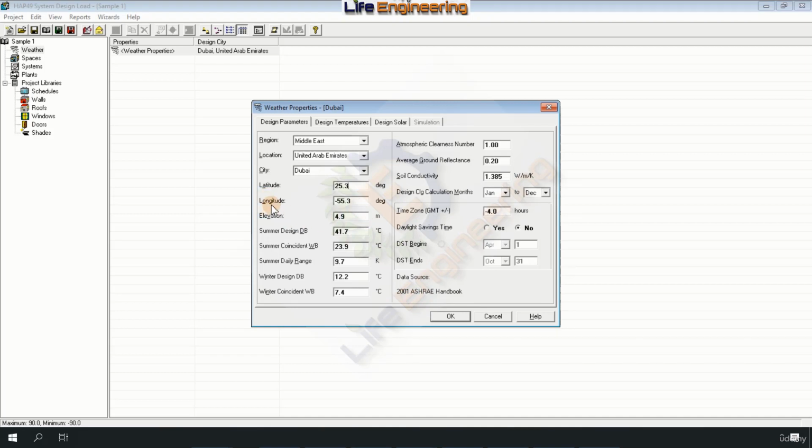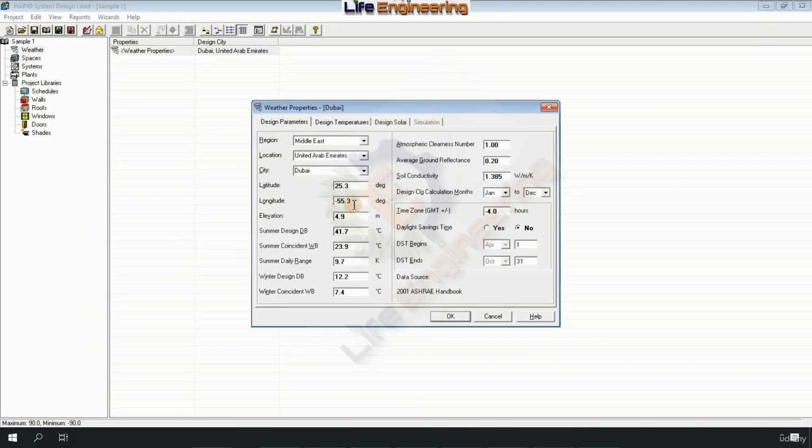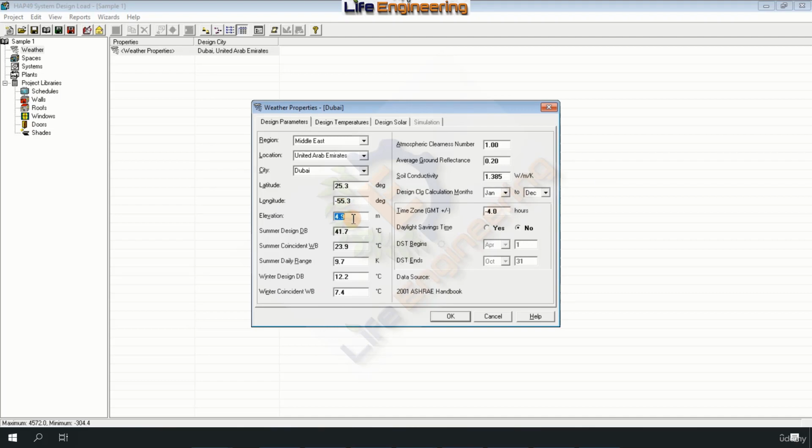Anyway, the longitude, they have considered it a negative value. This means that this city is on the eastern side of the earth. Let's see the ASHRAE. It's 55.3 east, and east is represented as a negative value. And the elevation is the altitude from the sea level, which is our reference. Here the altitude is 10. In that case, we can change this to 10.